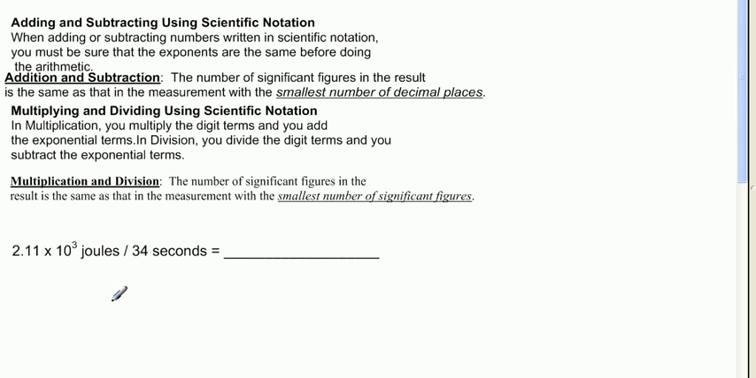In this problem, we are going to have to apply the rules for dividing using scientific notation, as well as keep track of the rules for significant figures. Our rule for dividing with scientific notation says that you divide the digit terms, which would be the 34 and the 2.11, and then you subtract the exponent terms.